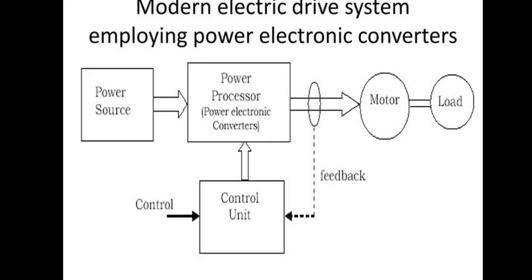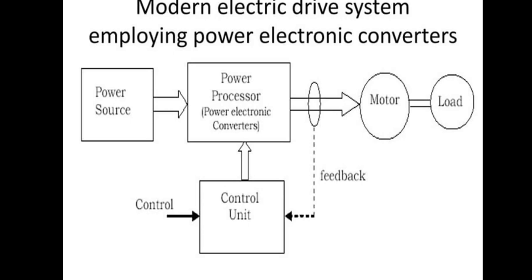The next one is the control unit, which is the brain of the system. It generates control signals that regulate the power processor, ensuring the motor operates according to the desired speed, torque, and position. The control unit can be implemented using microcontrollers, digital signal processing units, or modern digital controllers.